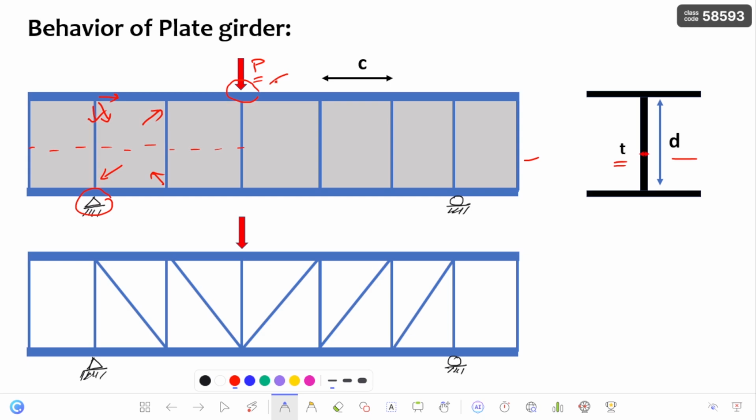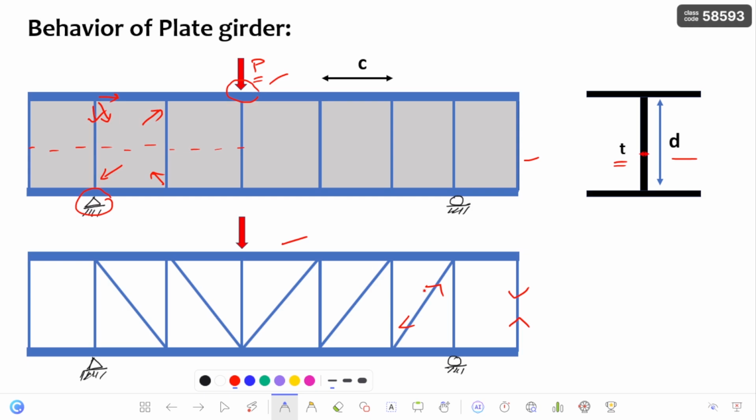Once the buckling is initiated in the web, after that this plate girder is going to behave like an end truss. The behavior of this end truss is, whenever the load acts on this truss, the compression is resisted by the vertical members and the tension is resisted by the inclined members. We can say these are the bracings.